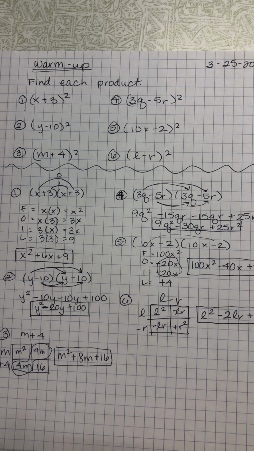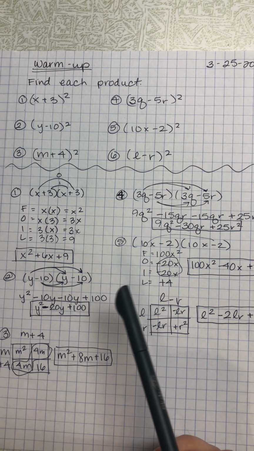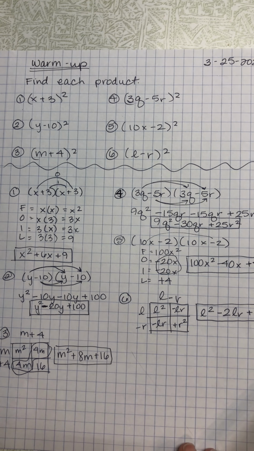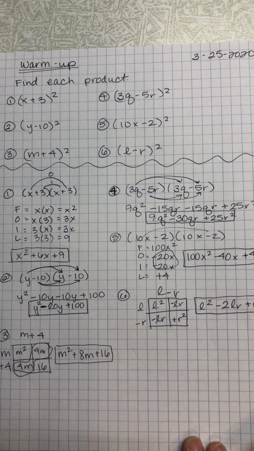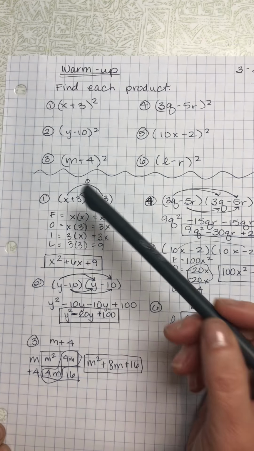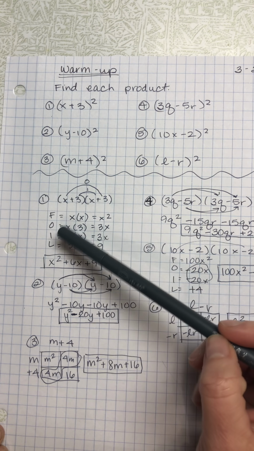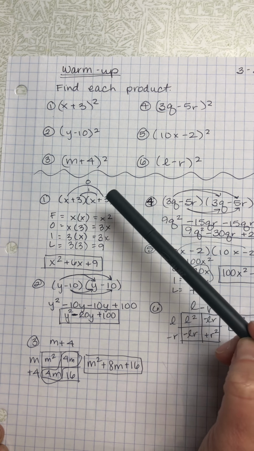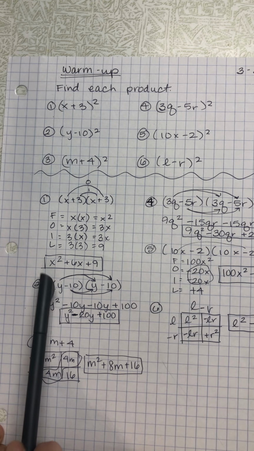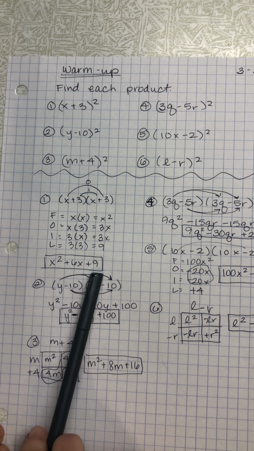Here are our answers. I tried to do them each of a couple of ways so that you could, in case you forgot, be reminded. Looks like my camera's a little zoomed in. So for one, I used FOIL, where we did the first in parentheses, the outside, the inside, and then the last. And we ended up with x squared plus 6x plus 9.